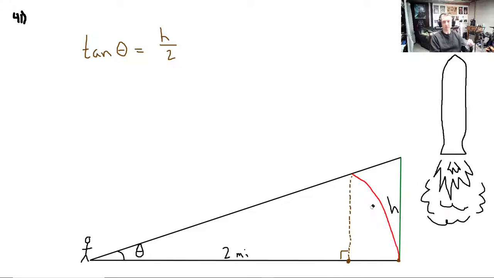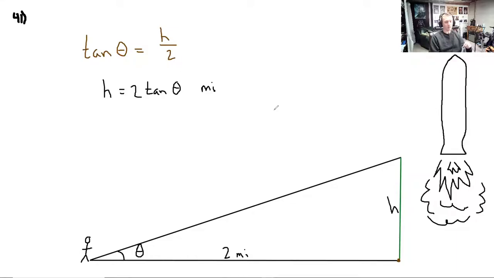The point is just to say, in the real problem, not this fictitious pre-calculus problem, it's a little more complicated, and we're only really providing here an estimation of the height. So the height is just solving this. The estimation of our height is just twice the tangent of that angle. And that is a measurement in miles.